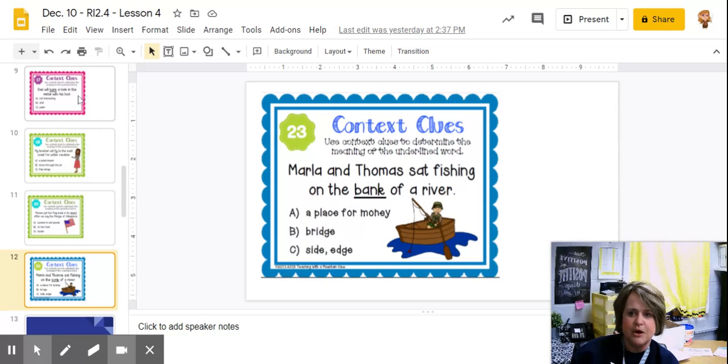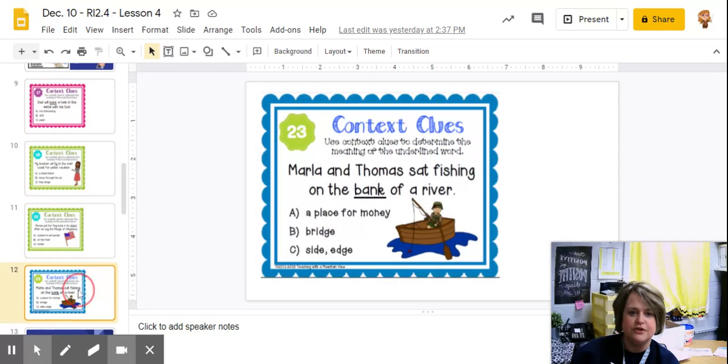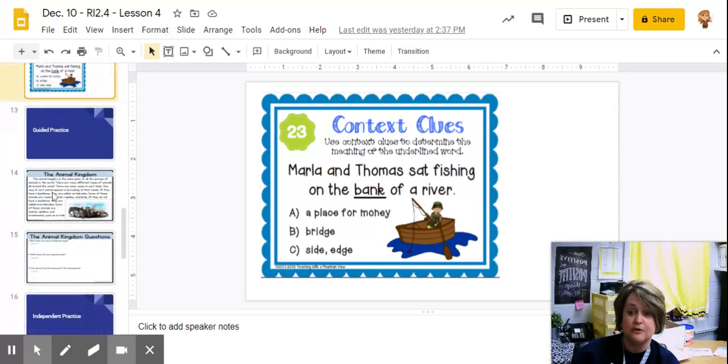On your quiz tomorrow, you are going to have a few of these that we just did that you're going to have to do on your quiz. They're going to look actually exactly like this, just with different sentences. You're going to have to read the sentence and then decide which one of those makes sense to you.